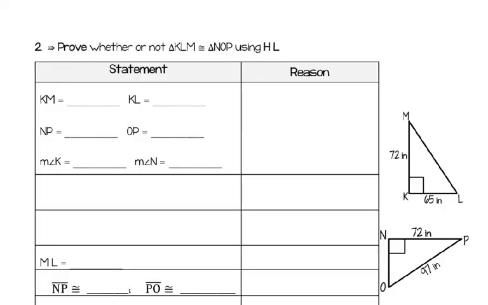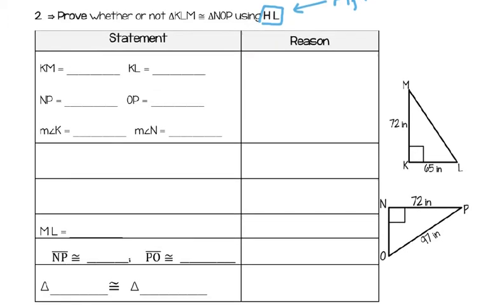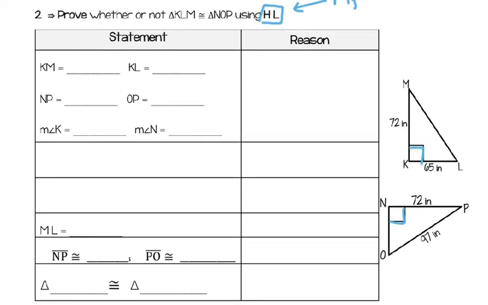Okay, number 2. Prove whether or not the two triangles are congruent using HL. Now, since it says HL, this is only good for a right triangle. So I'm going to first just check my picture. Do I have right triangles? I do have right triangles, so that is an option. If they weren't right triangles, HL is not an option, so I wouldn't even be asking you that. So since it's a right triangle, I know that Pythagorean theorem is something I could potentially use here. All right, that's just something to keep in mind.